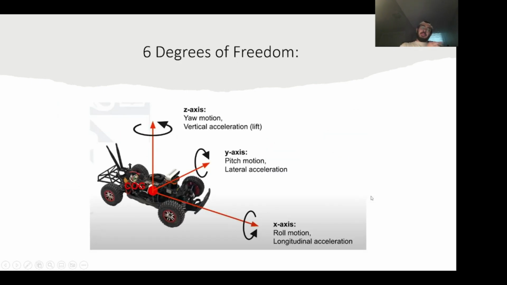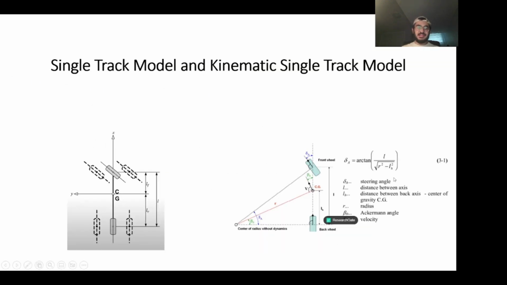To start with, there are 6 degrees of freedom in cars. So it's X, Y, and Z. A car can have roll motion along the x-axis, pitch. Yeah, we did this in class. It's easy. Next thing, single track model.